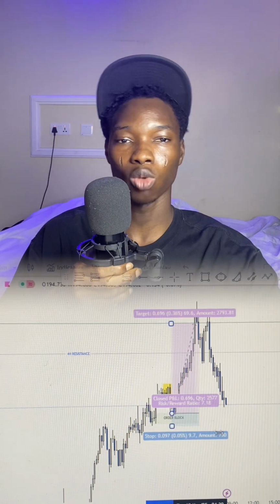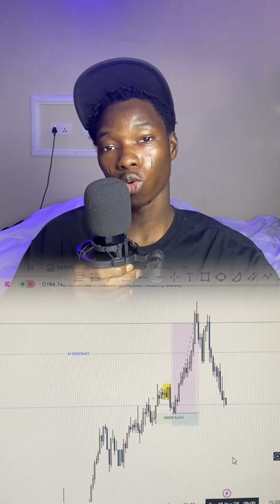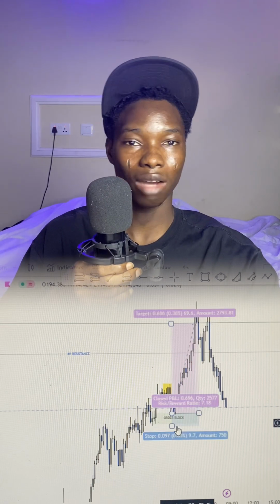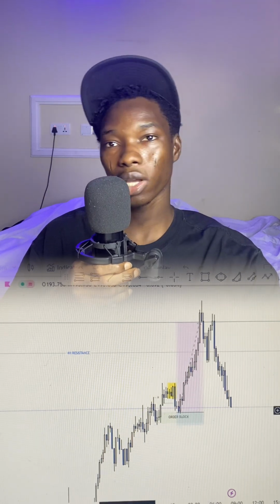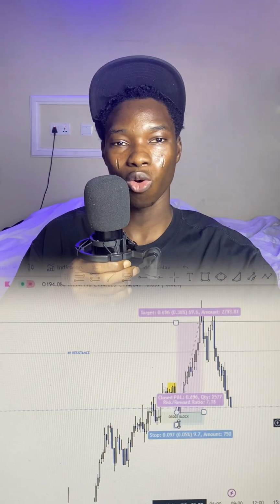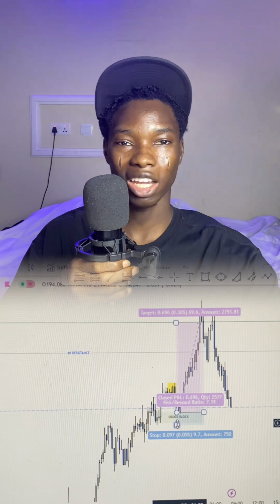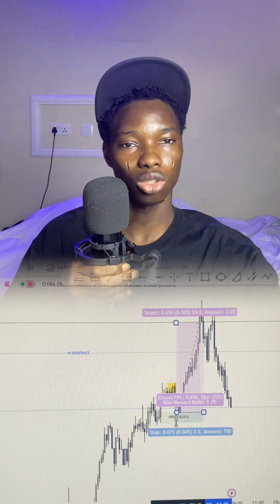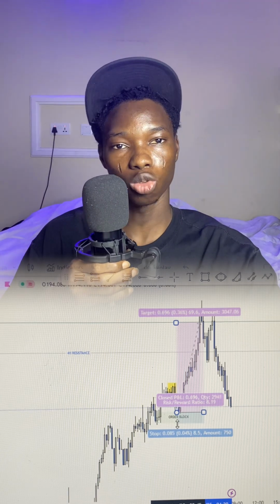Make sure you are giving the market enough room to move. Some people will head down to the 5 minutes time frame and start looking for a very small POI, marking out one small candle and having their stop loss very tiny like this. No, you don't need to do that. Give the market room to breathe.